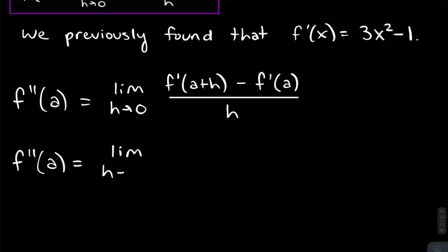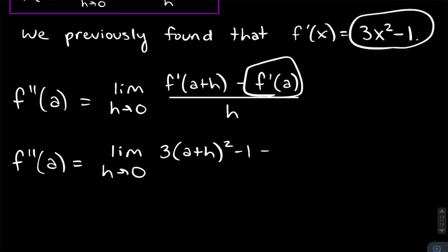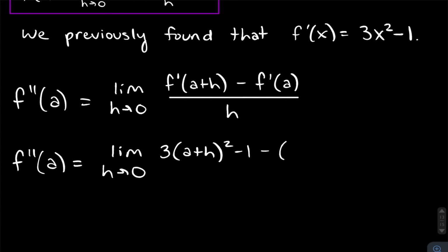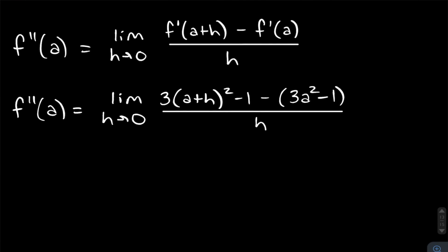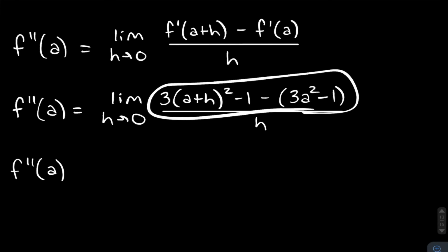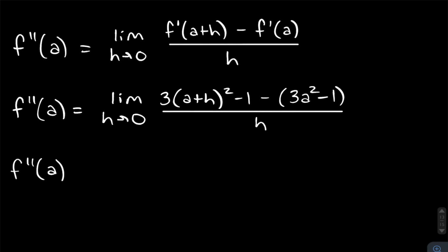We start plugging in here. f prime of a plus h, right? We're going to plug in a plus h everywhere we see an x in the derivative. Instead of a 3x squared minus 1, it's going to be 3 times a plus h squared minus 1. And instead of 3x squared minus 1, when we plug in a, it's going to be 3a squared minus 1. And then we're over h. Okay, so let's do a little bit of distributing. That's what we do with polynomials, right? We distribute everything out, and then we're going to be able to cancel some h's and combine like terms, and that's really going to be it. That's how polynomial derivatives are going to work every time.